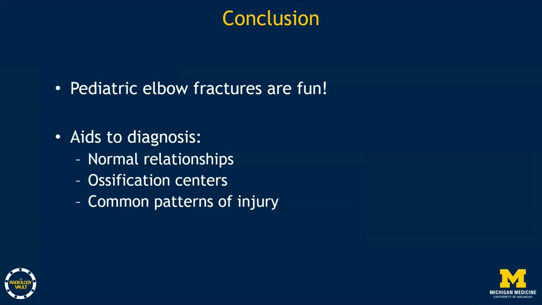In conclusion, pediatric elbow fractures are fun. They're also challenging. Aids to reaching the proper diagnosis are knowing the normal relationship of the bones, knowing the order of ossification center appearance at the elbow, particularly that the medial epicondyle comes before the trochlea, and knowing and expecting the common patterns of injury so that we can recognize and diagnose them.